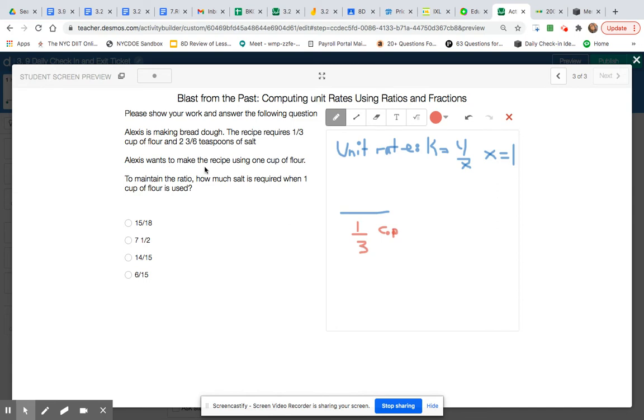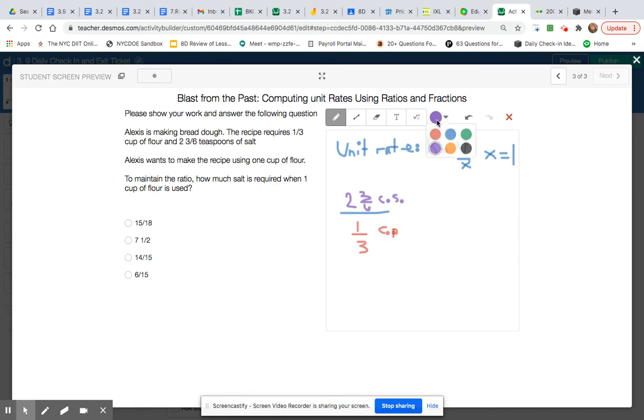I know that I also have 2 3/6 teaspoons of salt. So I'm going to put that in another color on top. 2 3/6 cups of salt. Okay. So the question is, to maintain the ratio, how much salt is required when 1 cup of flour is used? So we know how much salt is needed when 1/3 cup is used.